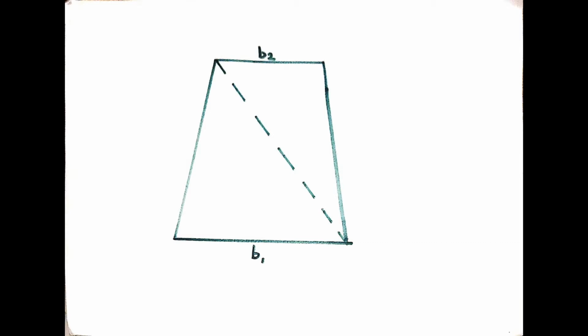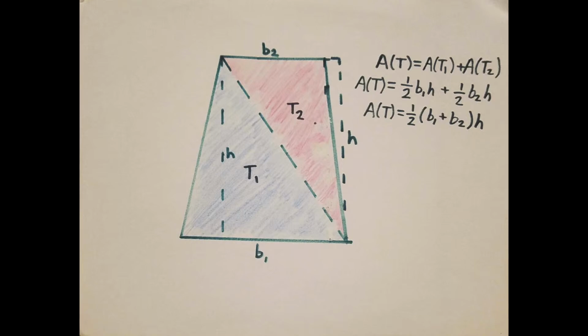Now we're going to construct a diagonal. A diagonal is simply a segment going from one vertex to an opposite vertex. You will notice that the diagonal will split up our trapezoid into two smaller triangles. We're going to call these T1 and T2. It is easy to see that the distance from B1 to B2 is the same for any point on B1 and B2. So the height is the same for T2 and T1 because they have the same two bases.